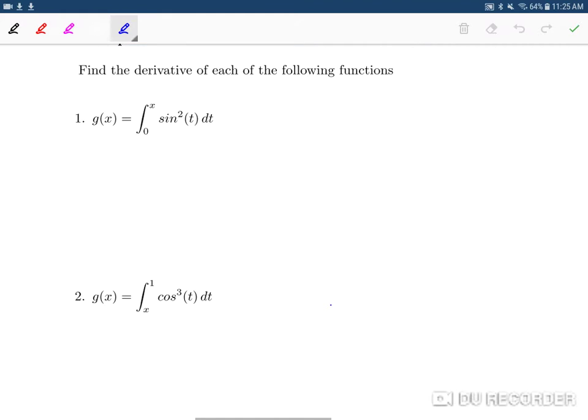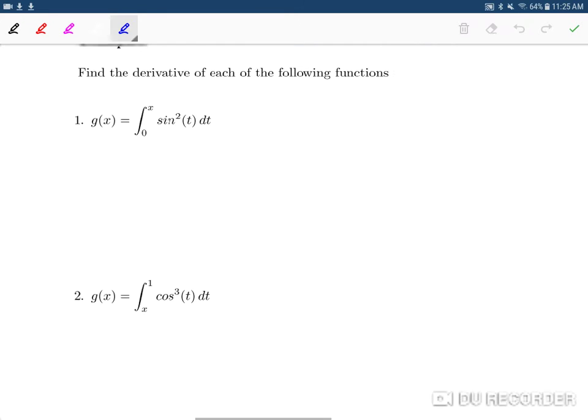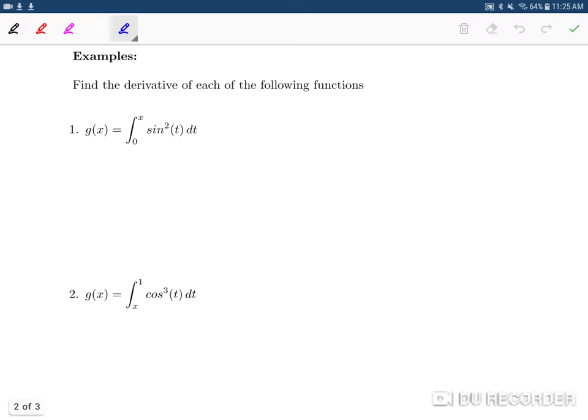In these examples, I'll do two examples at once. They're very quick, that's why. So in this example, we want to find the derivative of the function g. G is defined as the integral from 0 to x of sine squared of t dt.